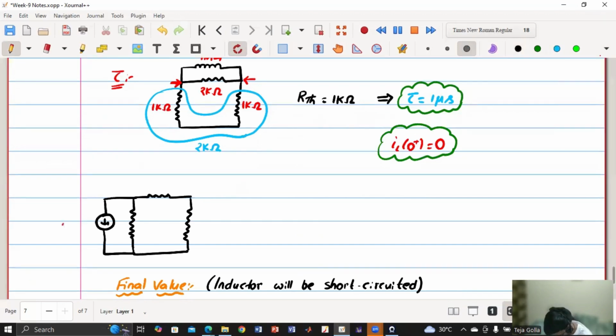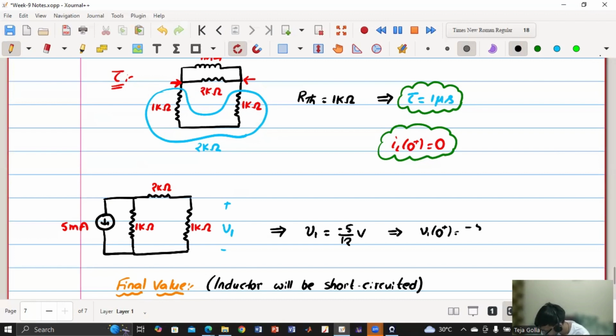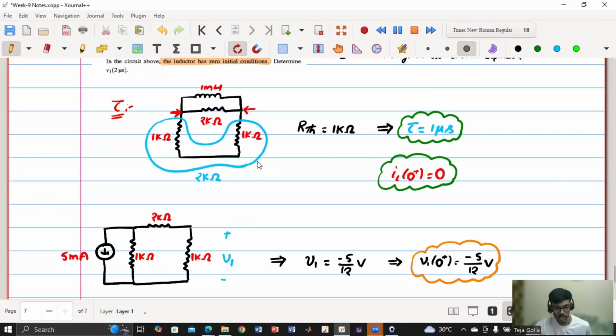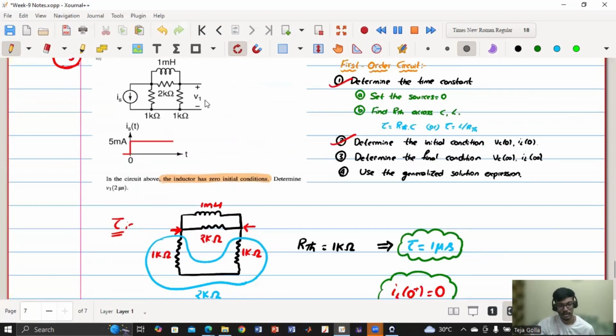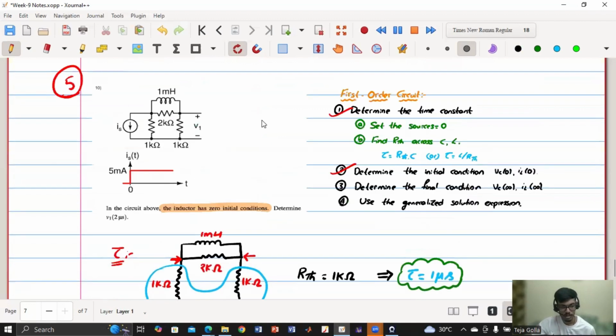But if you see, this is 5 milliampere, this is 1 kilo ohm, this is 1 kilo ohm, and this is 2 kilo ohm. And we are finding this voltage plus minus V1, right? If you calculate V1, I am just skipping the math because we are coming to the end of our session. You will get minus 5 by 12 volt because it is in the opposite direction. So my V1 of 0 plus is minus 5 by 12 volt. Just after applying the current source, there will be voltage across this resistor. The inductor current is zero, that is a different thing. But we are directly finding this voltage, right? Because we will apply all this generalized solution for V1 directly. So I am calculating V1 of 0 plus, which is minus 5 by 12. Agree?